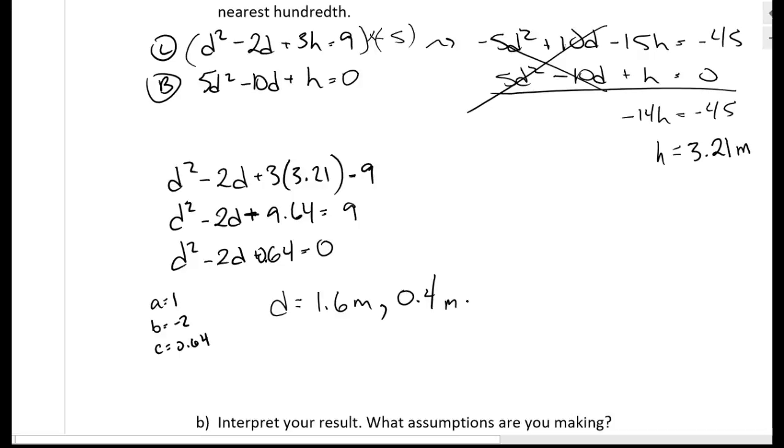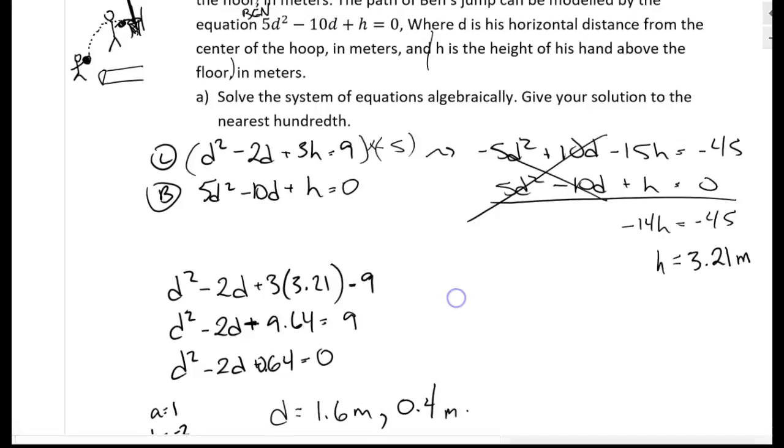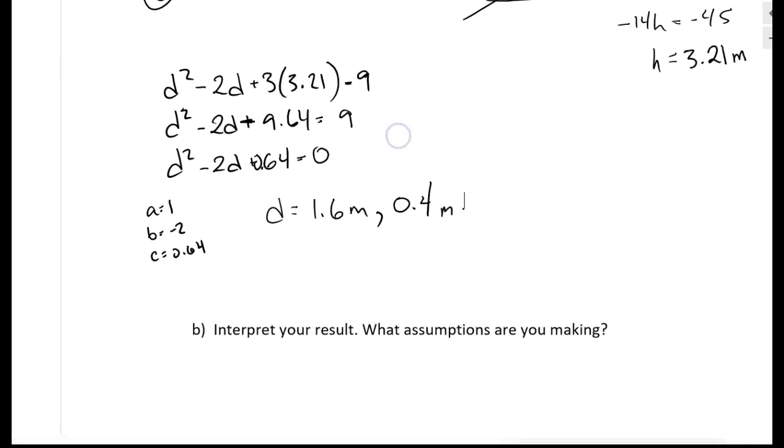The tricky part about this is that it's not going to be both. Ben is not in two places at once. So which one makes more sense? To be 1.6 meters from the hoop or 0.4 meters from the hoop? Well, based on my picture, I'm thinking 0.4 meters is the more legitimate thing, because how's he going to be able to get his hand basically on the rim, almost like a slam dunk, if he is 1.6 meters away? Probably unlikely.